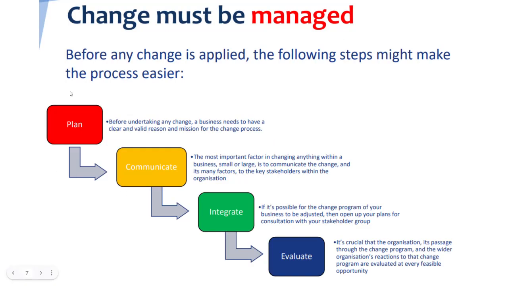When changes need to be made, you have to plan the changes, communicate the changes, integrate the changes, and evaluate how the changes have affected the company, and then you need to plan again to remove the negative effects of the system. Before making any change, a business needs to have a clear and valid reason and mission for the changing process. If you don't know what the system is being changed for, how will you change the system? Sometimes you might change it with a negative effect which disrupts the employees' workflow. So that's what you need to plan. You need to have the exact goal for why you're changing the system. You need to then communicate, then integrate the new system with the old system, and then evaluate how the new system is going. Are the employees using it well? Is it understood well? Stuff like that.